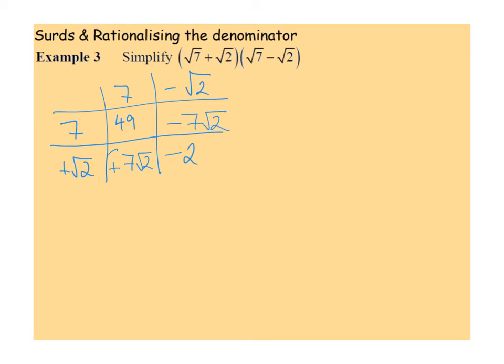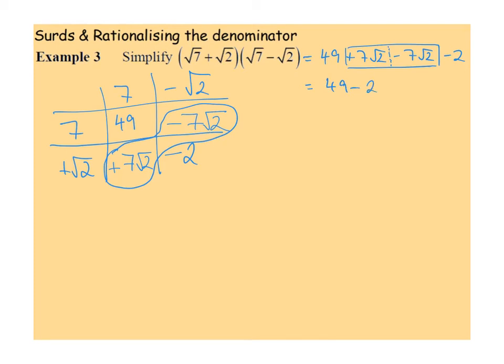And then I'm sure you're used to doing the peanut for simplifying the cross terms. And you can see there that you've got 7 root 2 subtract 7 root 2. So this would be 49, add 7 root 2, subtract 7 root 2, subtract 2. The peanut section here is going to be 0, so that leaves us with 49 subtract 2, and 49 subtract 2 is 47.